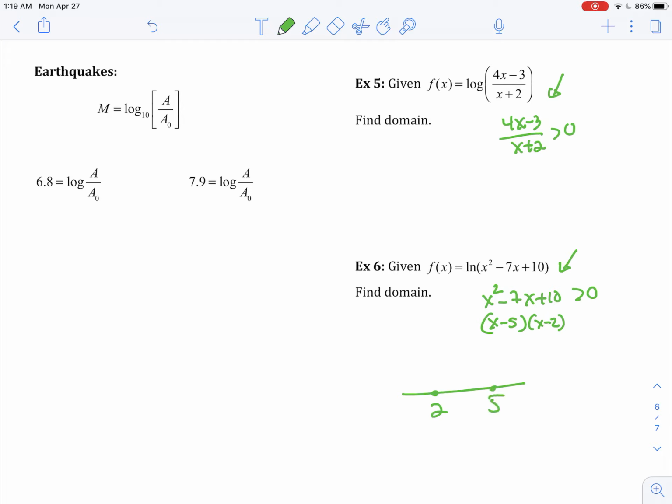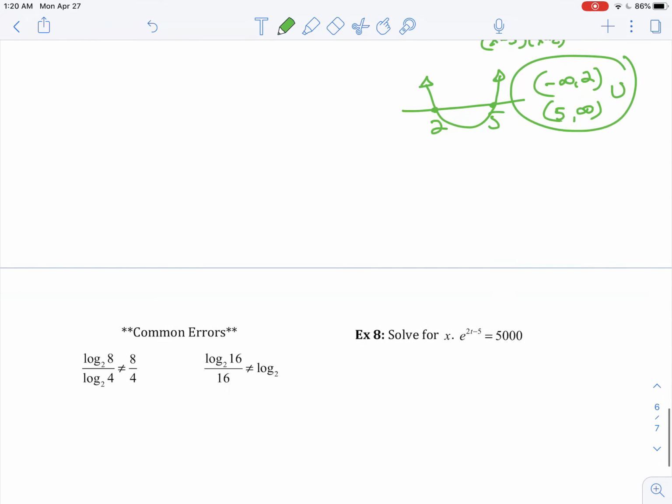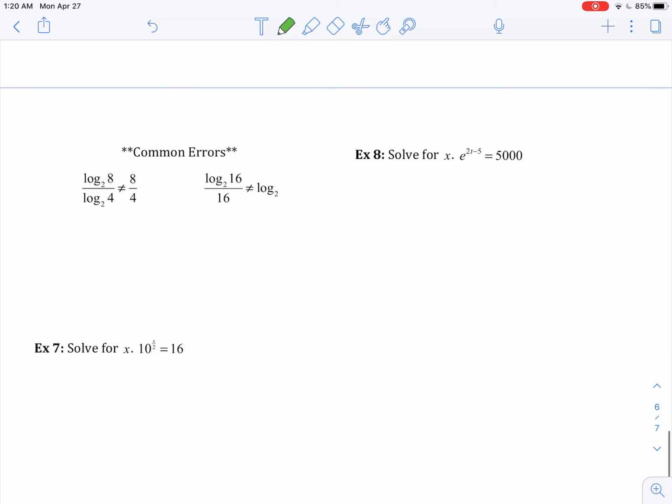We have an x-intercept at a positive 2 and an x-intercept at 5. We know our graph is opening up because our a term is positive, so our graph is looking something along those lines. So when does our graph here go above the x-axis? Well, we know it goes above to the left of 2, and it also goes above to the right of 5. So our domain is negative infinity to 2 or from 5 to infinity. Both of those intervals would allow that quantity to be greater than 0.